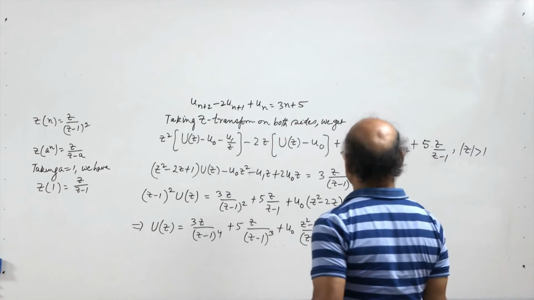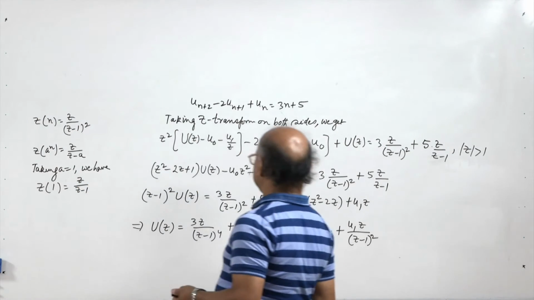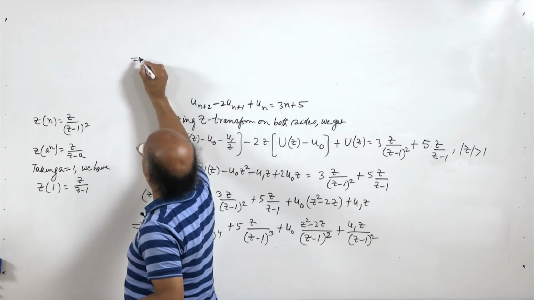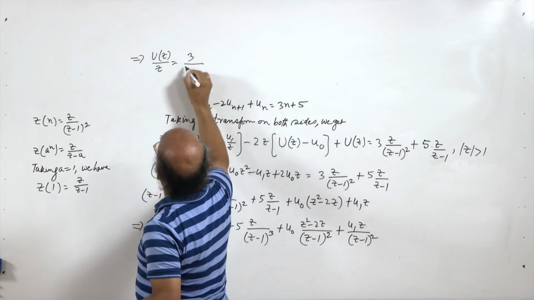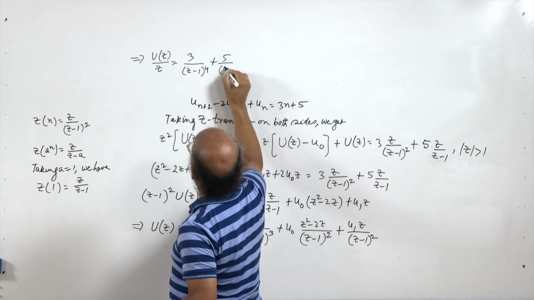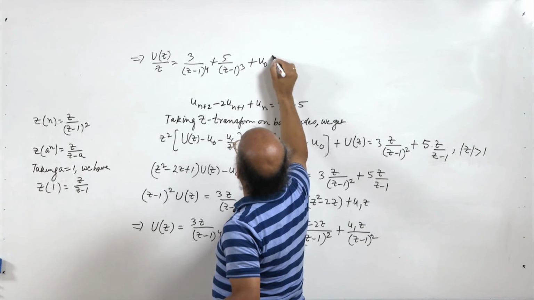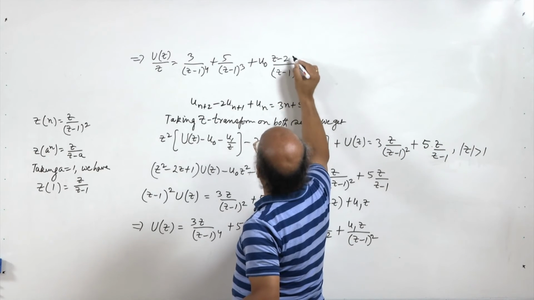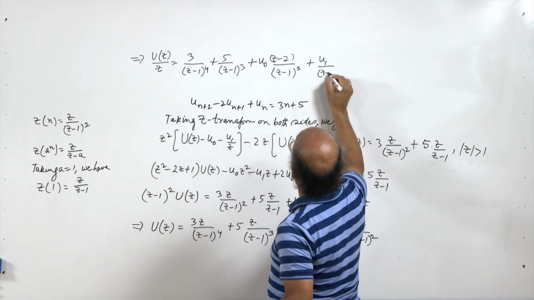Now, let us write Uz by z from here, and then we shall write the fractions of Uz by z in such a way that we can easily get the inverse z transform. So Uz by z is equal to 3 by (z minus 1) to the power 4, 5 upon (z minus 1) whole cube, and then we have here u naught into (z minus 2) divided by (z minus 1) square. Then we have u1 upon (z minus 1) whole square.